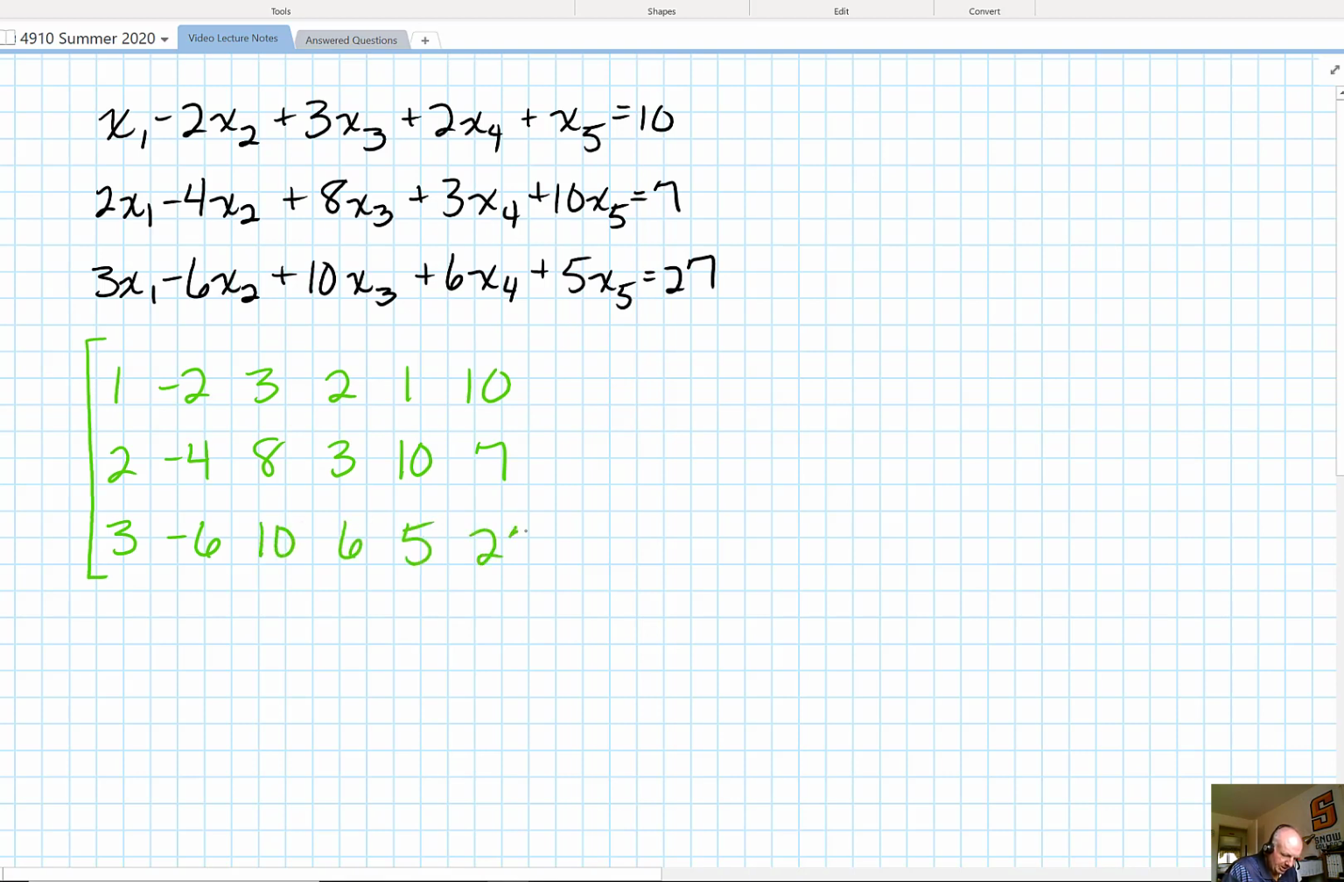Okay, so here we go. So this is what, a 3 by 6 matrix? And so the process of Gaussian elimination starts this way. It says find the first column that has a non-zero entry. All right, so obviously this column has a non-zero entry. It has 3 non-zero entries.